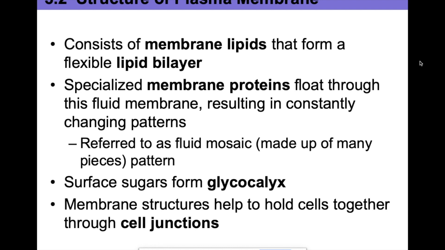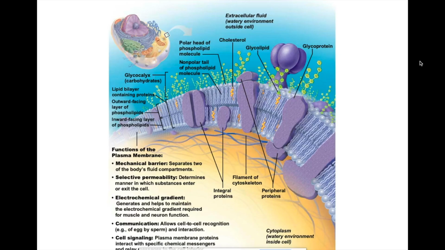The surface sugars that are on the outside of our cells are called the glycocalyx. It's a whole bunch of different sugars that are interacting to typically provide cell-to-cell communication between our cells. And we also have membrane structures that help to hold our cells together through cell junctions. There are 3 different types of junctions that animal cells exhibit that we're going to talk about soon.